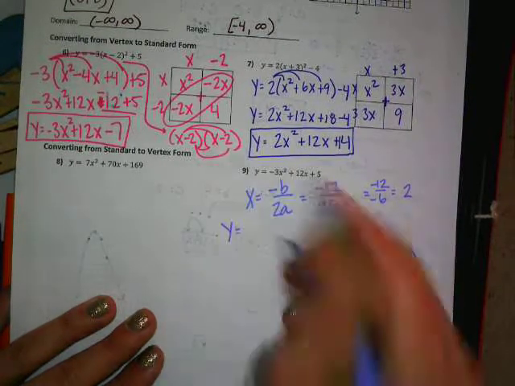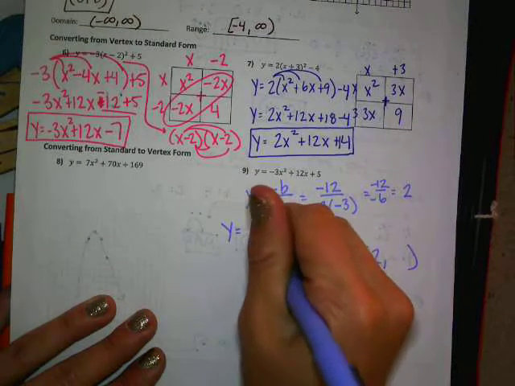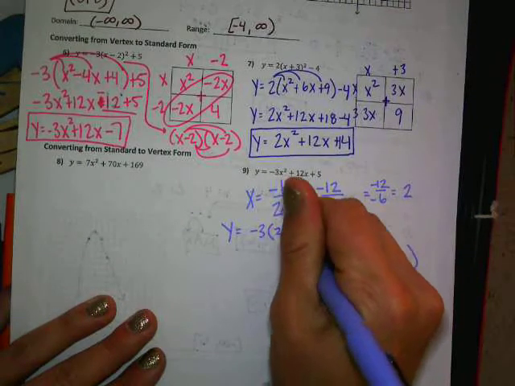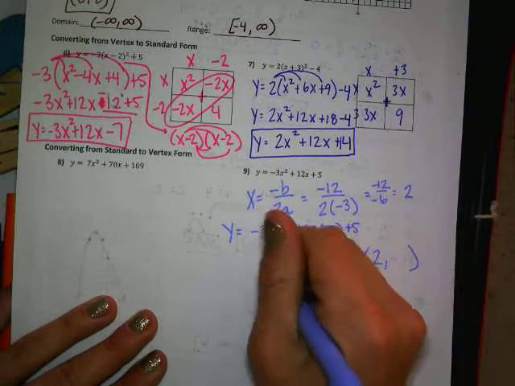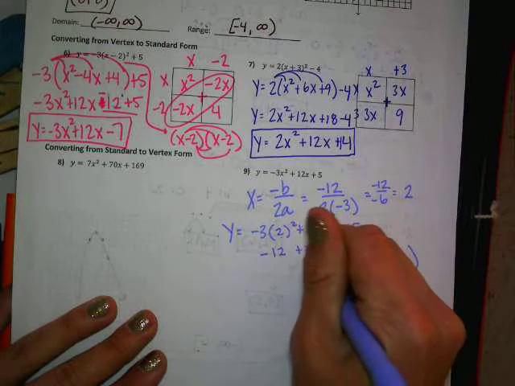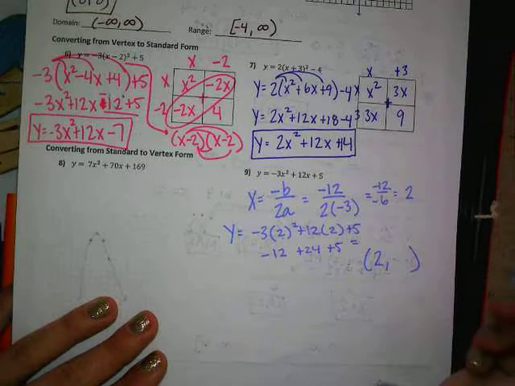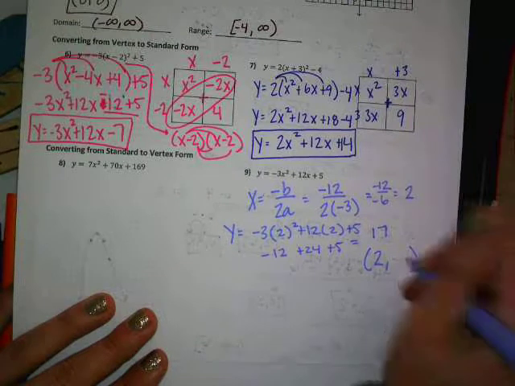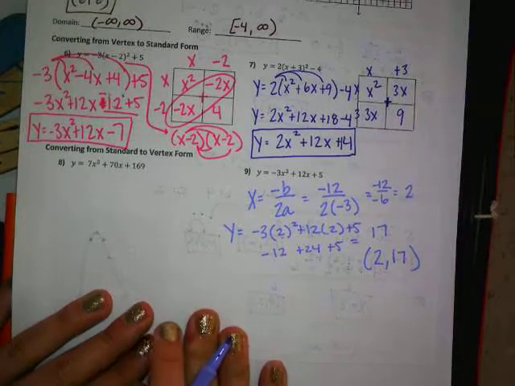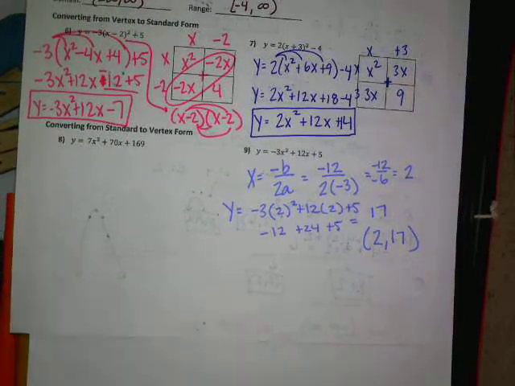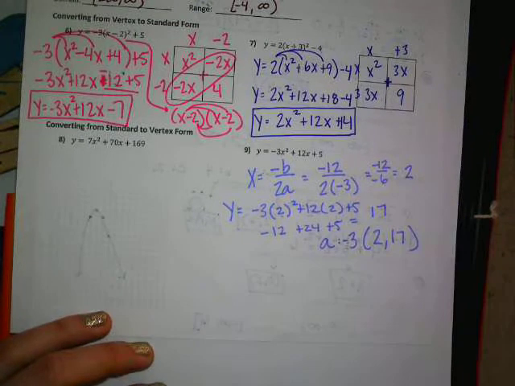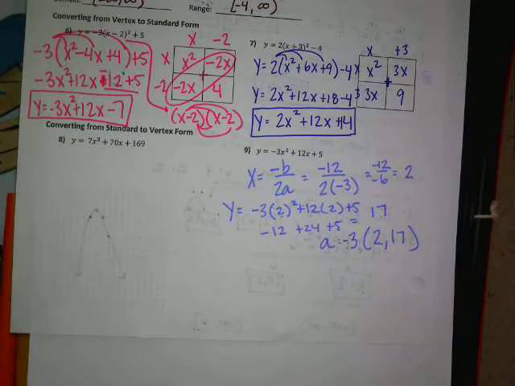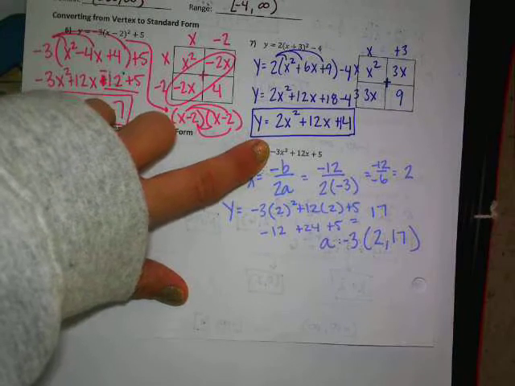So plug in x. I'm going to plug 2 in here: negative 12 plus 24 plus 5, which equals 17. So I have my vertex now. Remind me again, what was my a value? Negative 3. There's that guy right there.